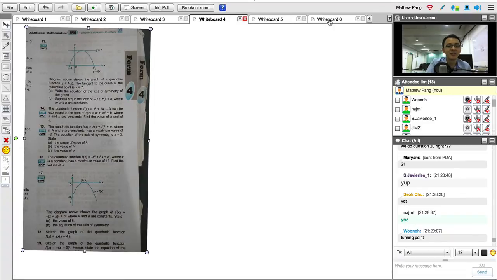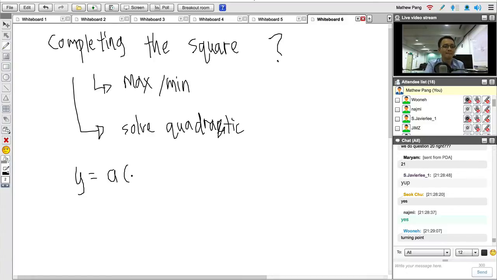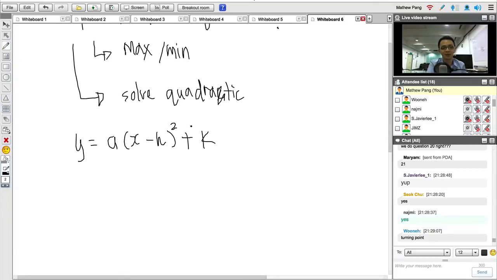Before that, something I just want to mention here. Let's say y equals a(x minus h) squared plus k. I've got a square here. This is the pattern of completing the square. You must remember the pattern. If you don't remember the pattern, you can't solve it.